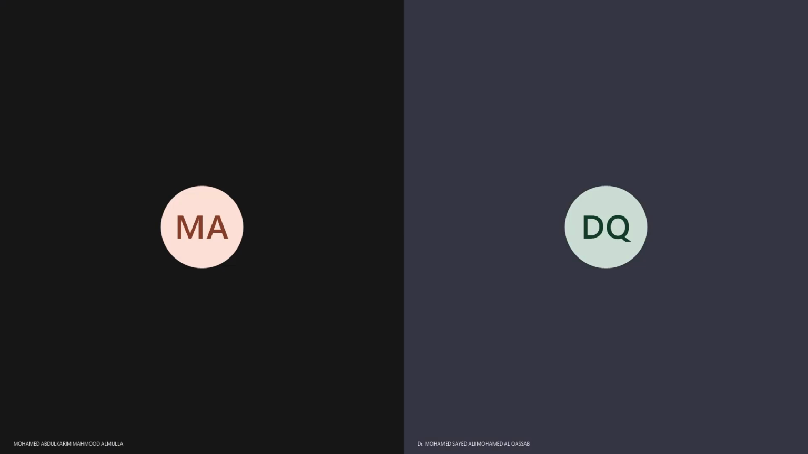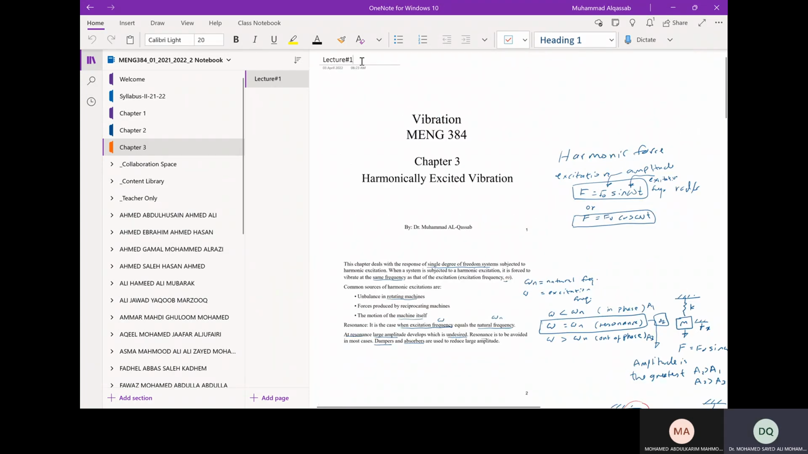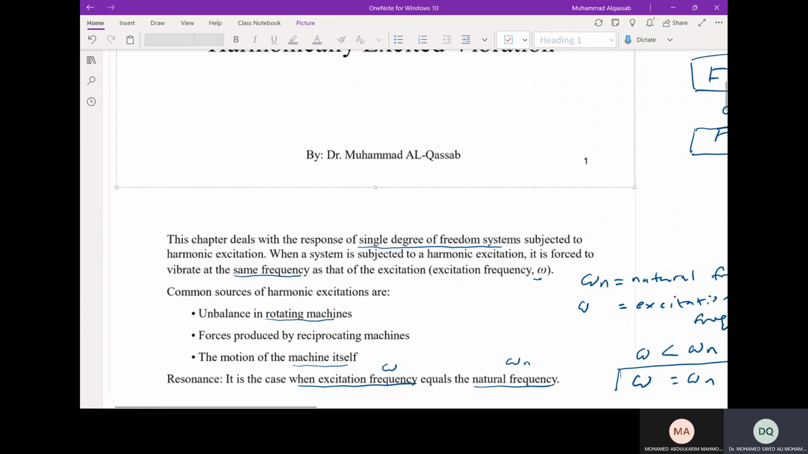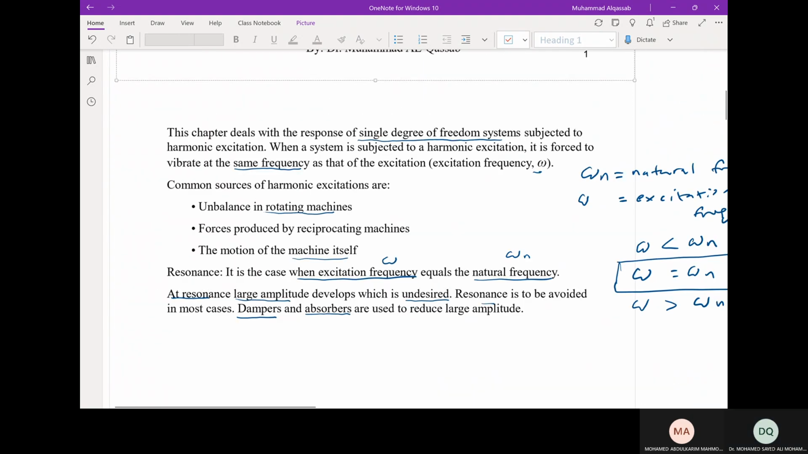Okay, this was lecture 1 in chapter 3, and I will call it also lecture 2. It is the continuation. So this is about harmonically excited vibration.